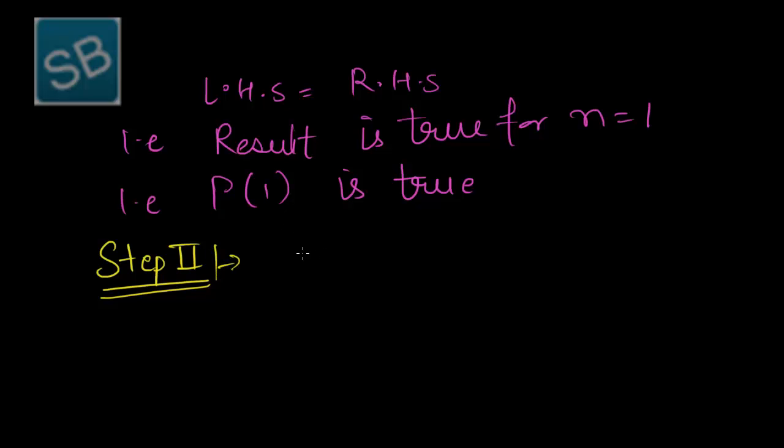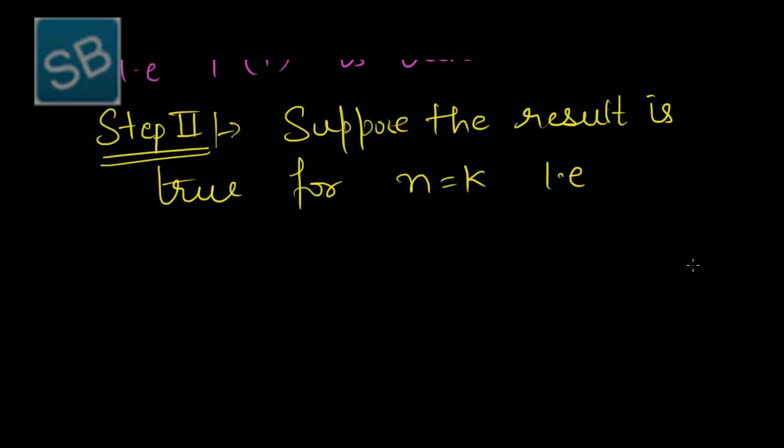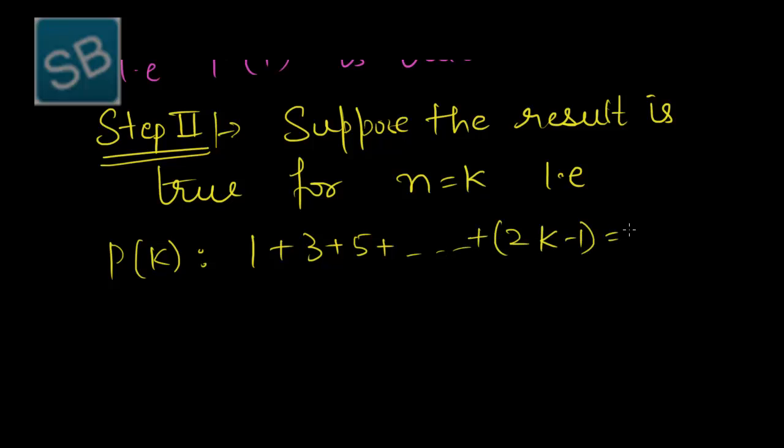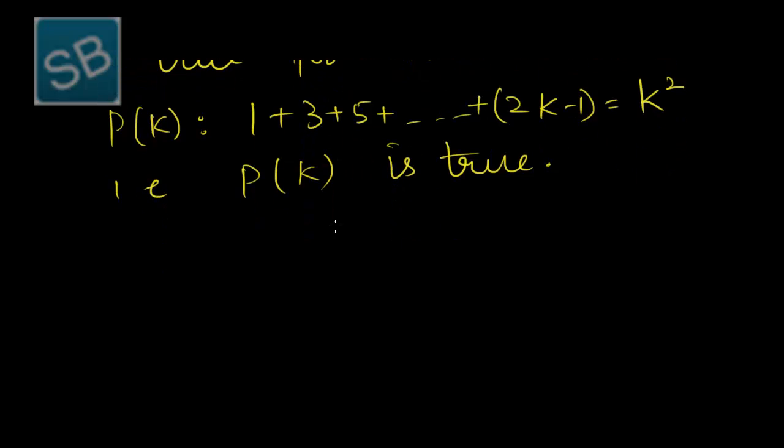So, as P of 1 is true, we move towards the second step, step 2. In step 2, we assume that the result is true for n equal to k. That is, P of k becomes 1 plus 3 plus 5 plus so on 2k minus 1 is equal to k square. That is, P of k is true. Now, as P of k is true, in the third step we have to prove the result is true for P of k plus 1.